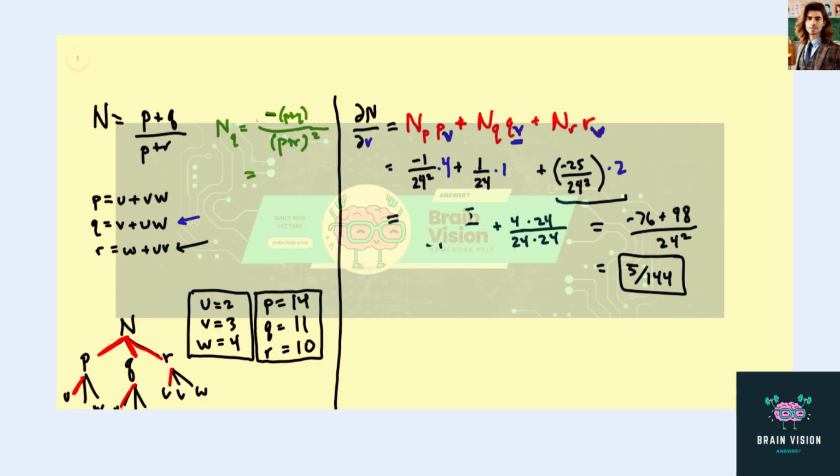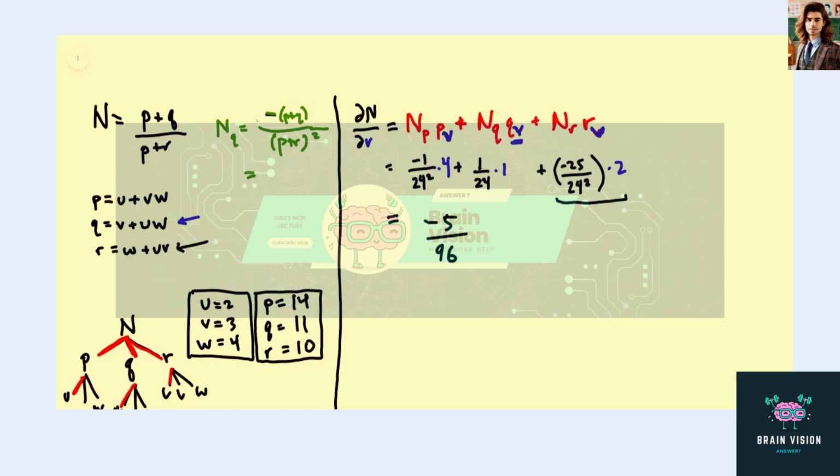So these calculations do change a bit, but again, at this point it's time for a calculator. So we'll have negative 4 over 24 plus 24 squared plus 1 over 24 minus 50 over 24 squared. So when you compute that, just make sure you get that reducing to negative 5 over 96. Make sure that's what you get. Good. And now we are done with the partial of n with respect to v.